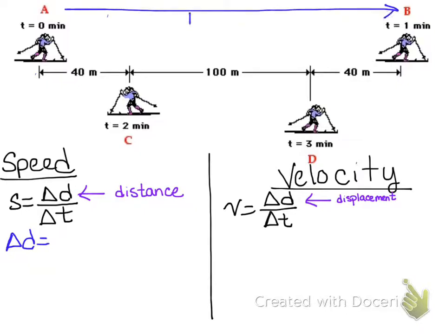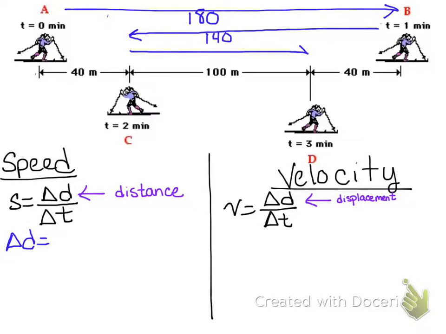I'm first going to travel from A to B. That's one long pass, and that is going to be 40 plus 100 plus 40. So that's 180. Then I'm going to go back from B to C. That's the 40 and the 100, so I went 140. Then I go back to D, and that is just that one little section, so that is 100. In order to find my distance, I'm just going to take those three distances and add them together. So 180 plus 140 plus 100 equals 420 meters.